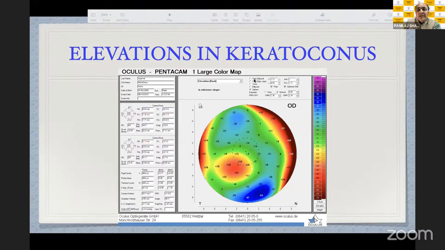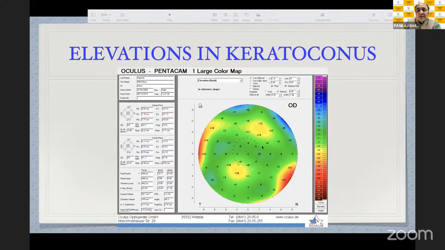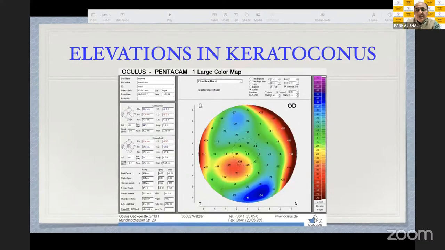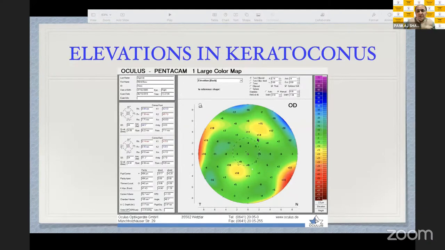Now, this is the best fit sphere only, but if I click on toric ellipsoid in this case, it doesn't change much of the picture and becomes more confusing. It was like this, it becomes like this, as compared to this and this. So why I'm going into detail of this is, in Pentacam, elevations are along the best fit sphere. In the other Scheimpflug, which is the Sirius, it always takes best fit toric ellipsoids. So the elevations of Sirius are not equatable with the elevations of Pentacam.